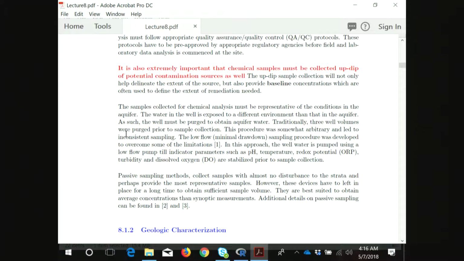Historically, when it comes to groundwater, we need a well to collect our sample, right? So we have a well, it's screened, and it's sitting in the aquifer. There is water in the well. Okay? We really don't want to sample the water in the well. What we are interested in is sampling the water that's in the aquifer, not the water that's sitting in the well, because the water in the well is exposed to atmosphere, whereas the water in the aquifer is not exposed to atmosphere.